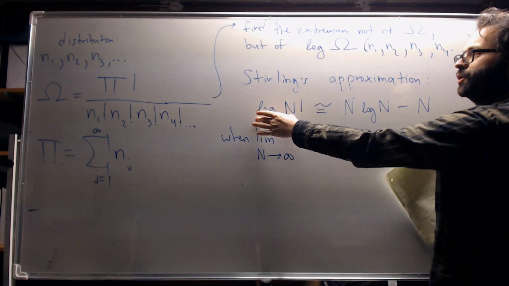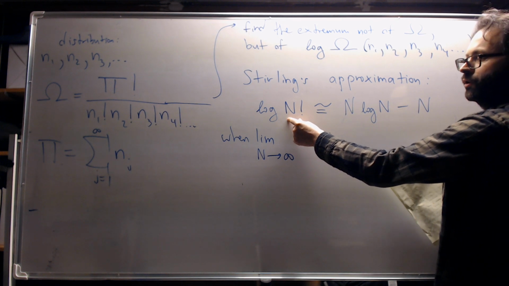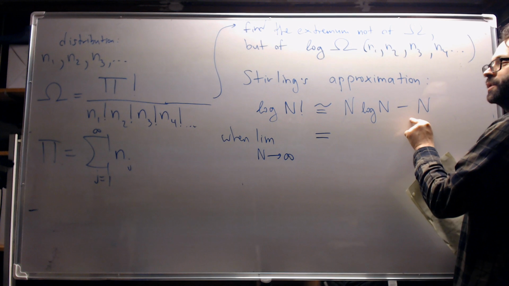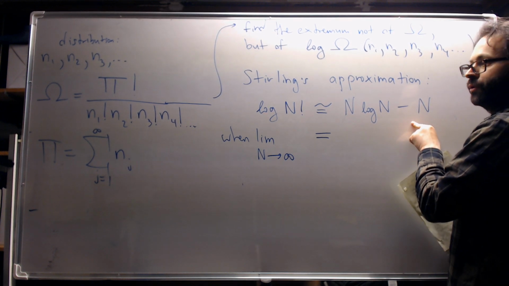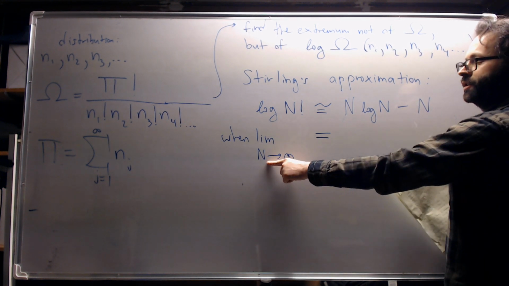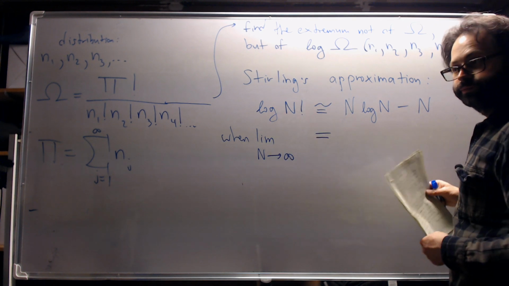And anytime you see a logarithm of a number factorial, you can undo the factorial, or get rid of the factorial, by writing it as n times log n minus n. That's the formula, and that's what you're going to derive. This approximation becomes exact in the limit as n goes to infinity. We are working in that limit.